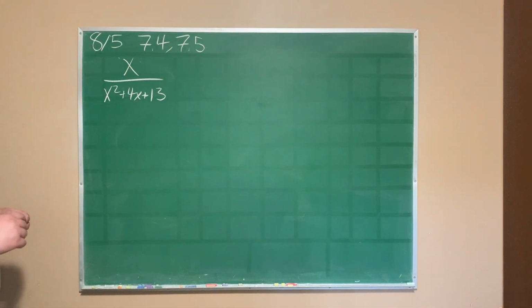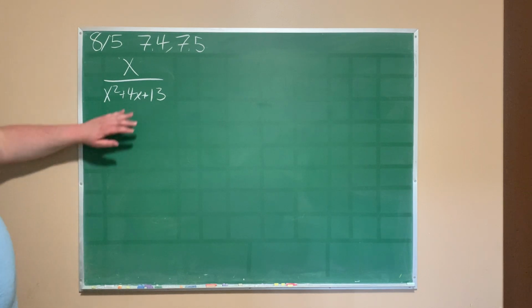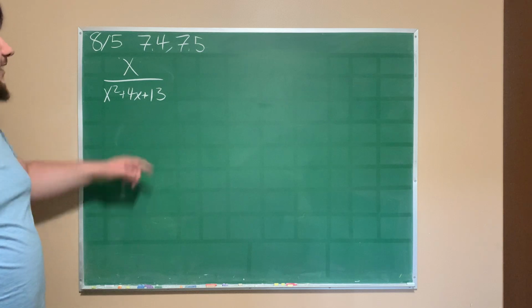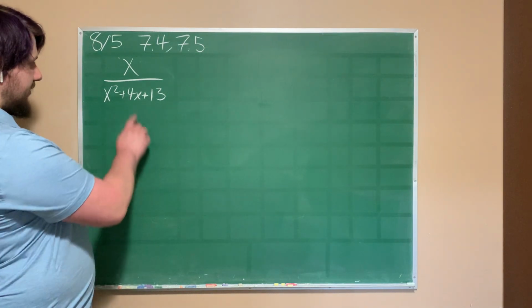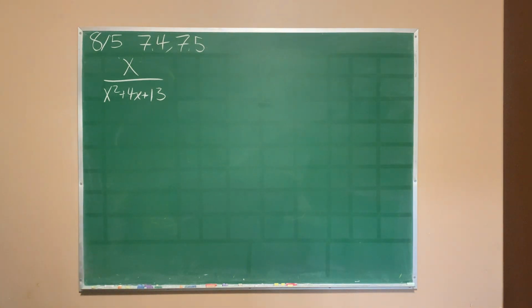Okay, so here we are looking at a rational expression, and our goal is to rewrite this in a way that we can actually take an integral of it. And we know that the denominator is an irreducible quadratic. You can check this: b squared minus 4ac is going to be a negative number. So how can we integrate something where the denominator is an irreducible quadratic?